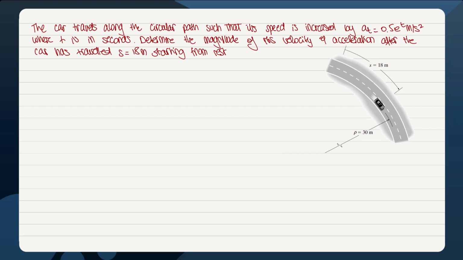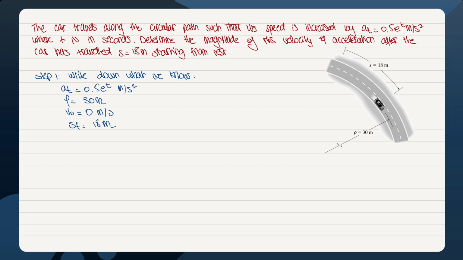So the very first step involves writing down what we know. We have an expression for at as a function of time. We know the radius of curvature from the figure, which is equal to 30. We know the initial velocity, which is equal to 0 meters per second. And we know that the final position is 18 meters.